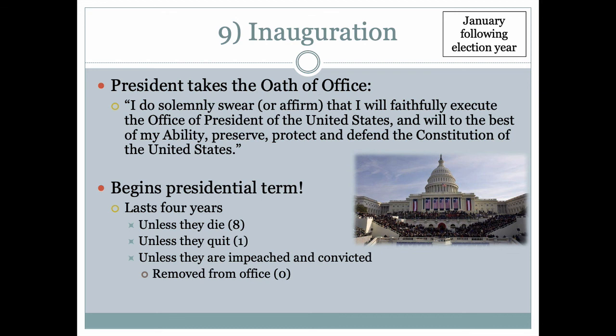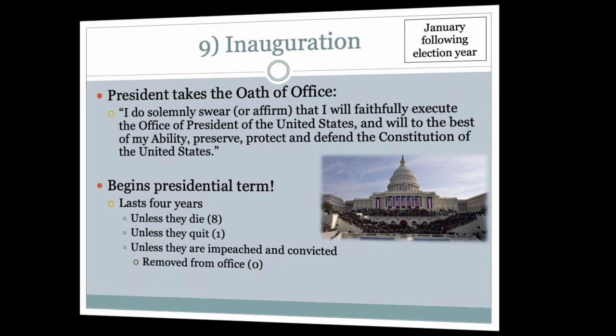We have had 3 presidents who have been impeached, which basically means to be accused of a crime, but we have not had any who were convicted of those charges, so we have not had any who were removed from office. Unless they die, quit, or are removed through the impeachment process, the presidential term lasts 4 years.